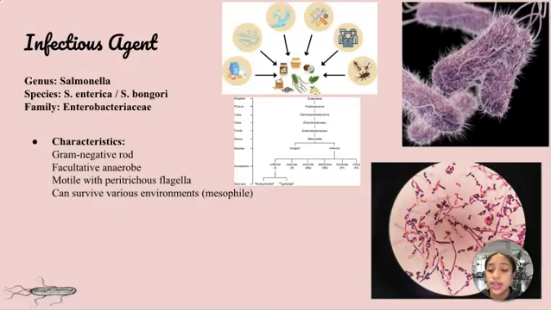Onto the infectious agent. Salmonella is a gram-negative rod-shaped bacterium with flagella, which help it move. As you can see in the image that I provided in the upper right corner, it shows the flagella and how it actually looks, which I really like that I was able to find some of these images to provide in the slides. It's a facultative anaerobe, meaning it can live with or without oxygen. It belongs to the Enterobacteriaceae family, the same group as E. coli, and it grows best at human body temperature, making it highly effective in infecting people.